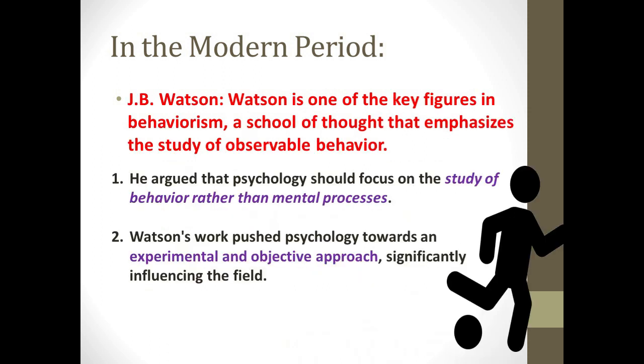Okay, the next one is about J.B. Watson. J.B. Watson is a key figure in behaviorism and the study of observable behavior. He argued that psychology should focus on the study of behavior rather than mental processes. Okay, that means we should focus on studying how people act and behave instead of just thinking about what's going on in their minds. So this helps us understand psychology by doing experiments and looking at things in an honest and fair way. Okay, that's called the experimental and objective approach.